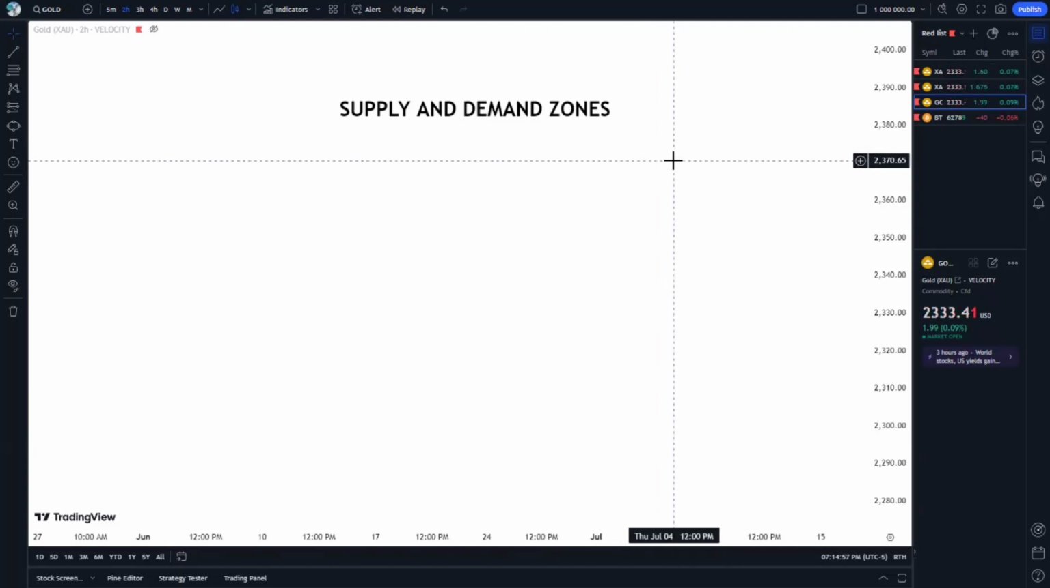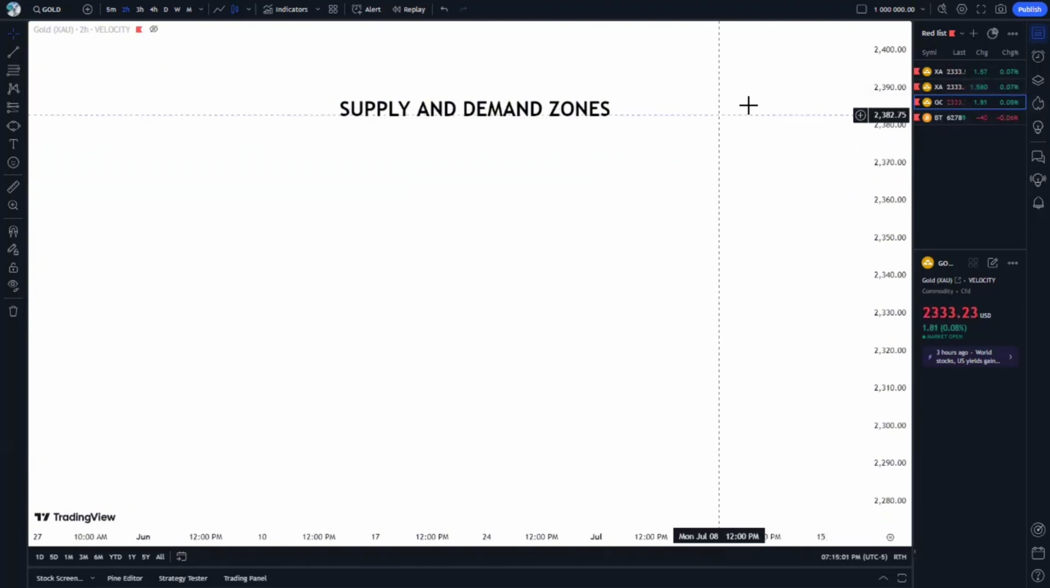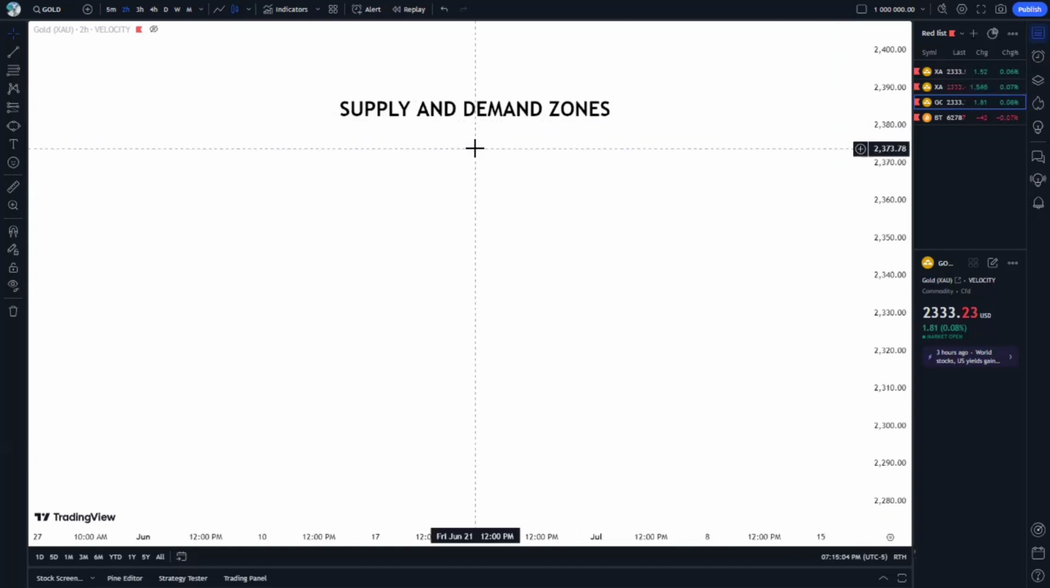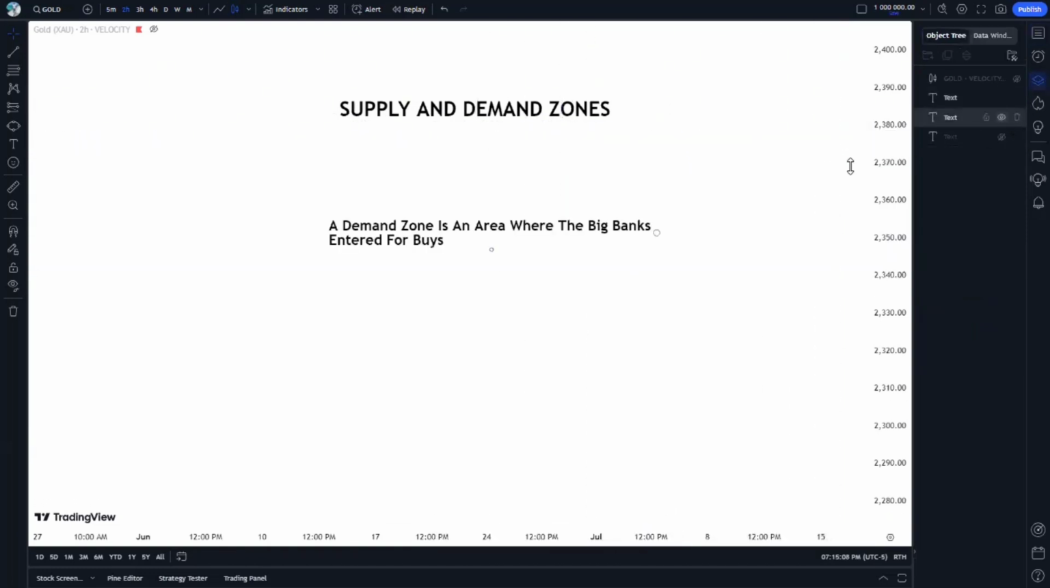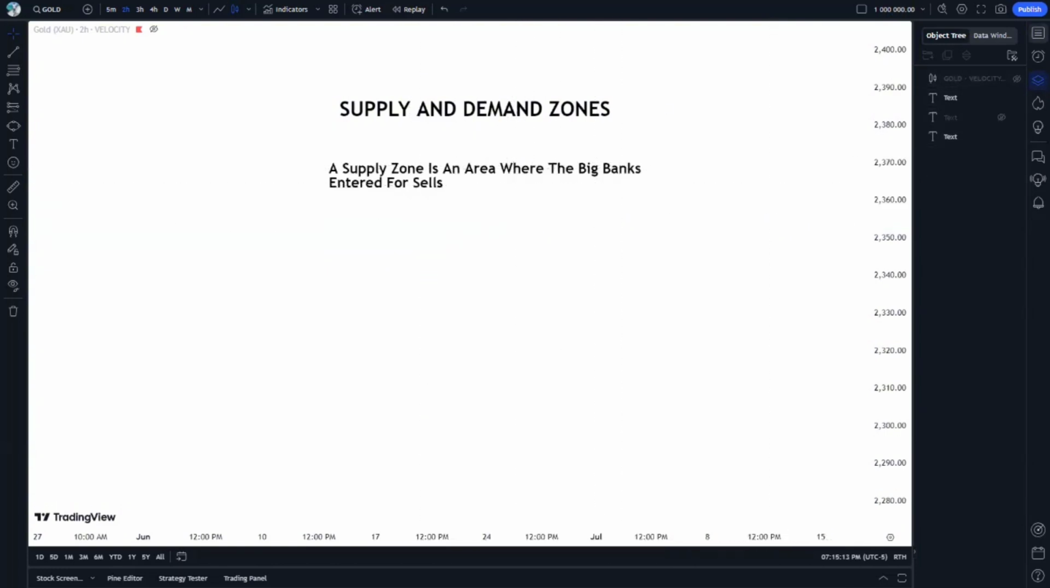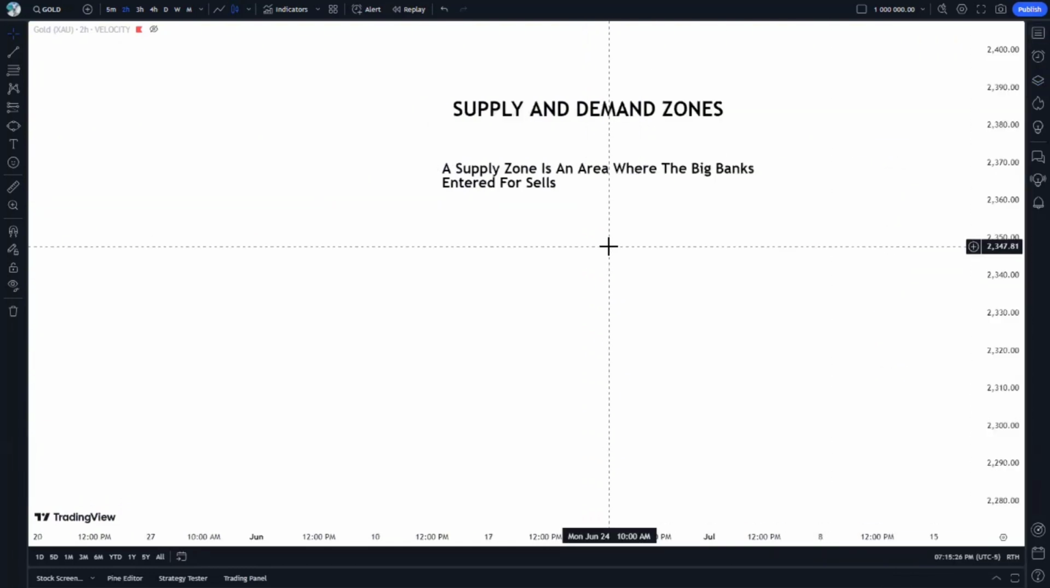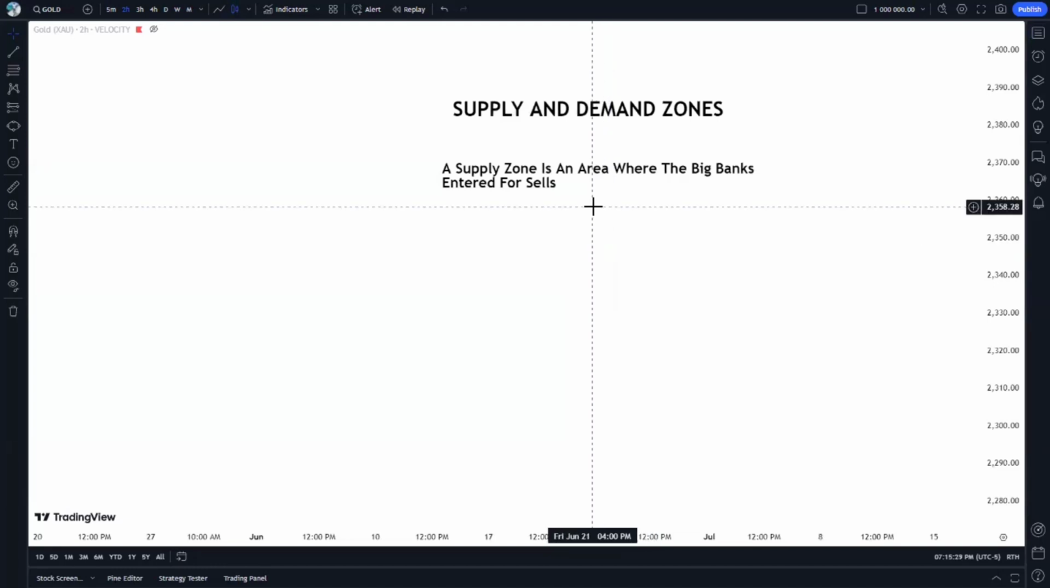So I know you might be wondering, what is supply and demand zones? So I'm going to go ahead and explain that for you. As I define it, a supply zone is an area where the big banks entered for sales. So the big banks and the large traders who are trading billions and billions of dollars, I define the supply zone as where they entered for sales.